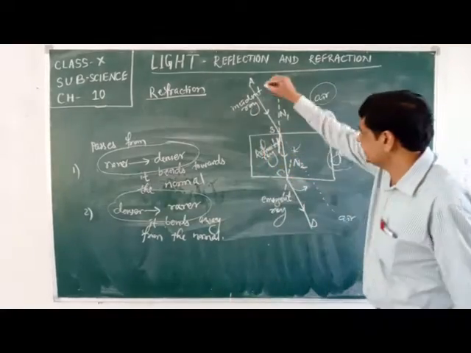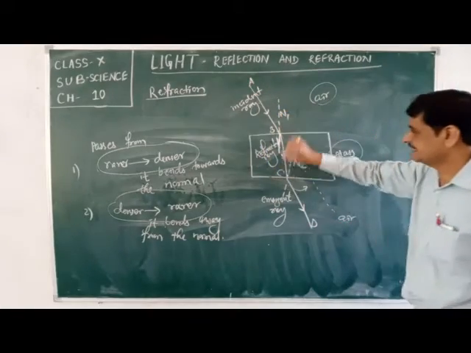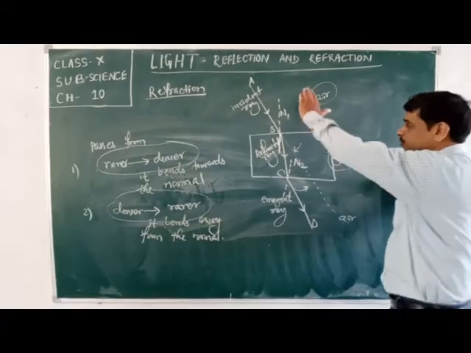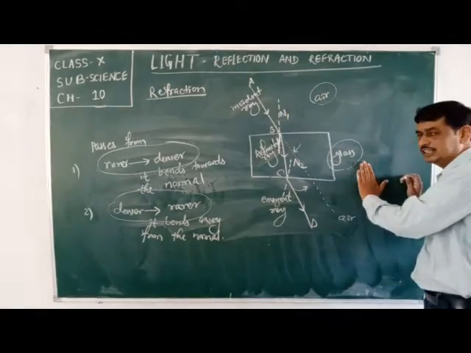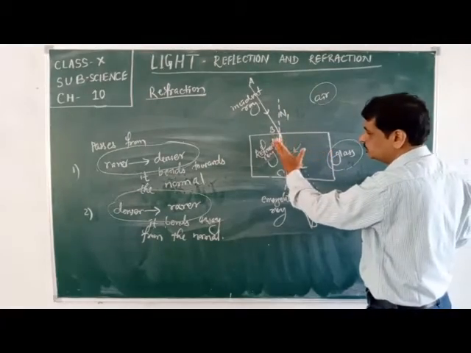Here, this AB is incident, BC is refracted. Since it is moving from rarer and comes into denser, it bends towards the normal.